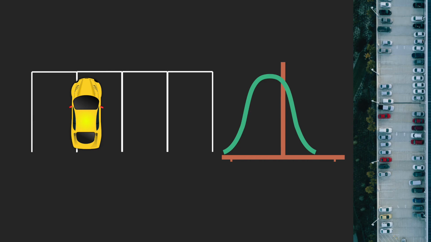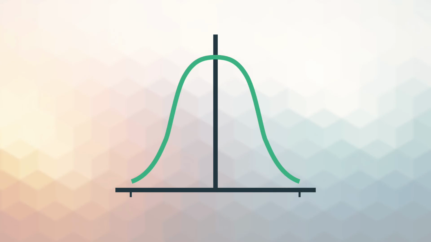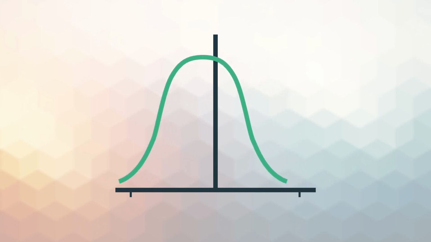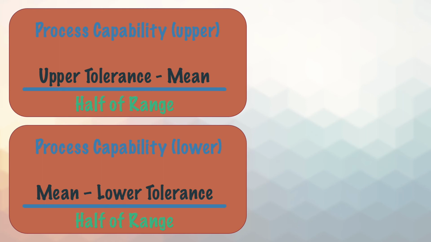The same applies to variation in general. In these cases, the calculated mean from our data does not equal the nominal specification. This is often referred to as mean shift. When calculating process capability, this needs to be taken into consideration. To do this, we need to not only consider the range of our data, but also where it lies relative to the specification limits. This is where further process capability calculations come in.